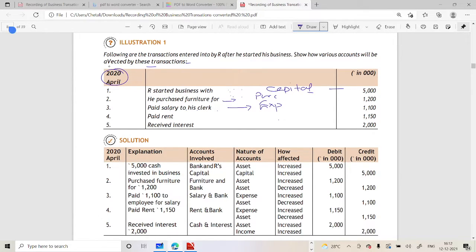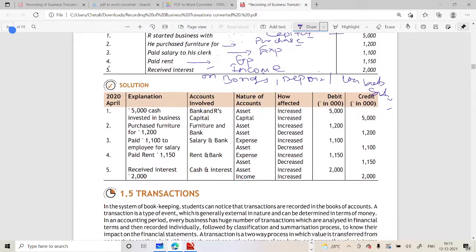Then purchases. Then paid rent, again an expense. Received interest, which is income, say interest on a bond or deposit, maybe any other loan obligations. You see what has been increased and what has been decreased in this particular case. We need to understand this first.